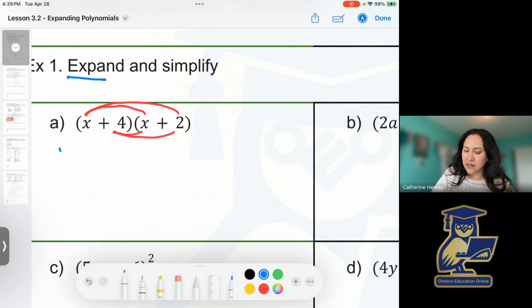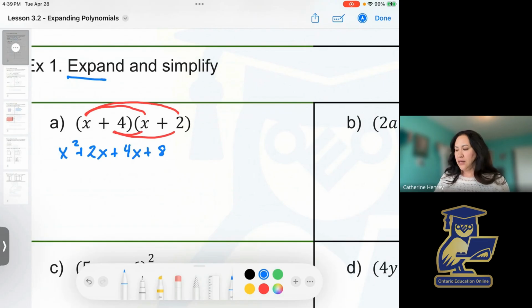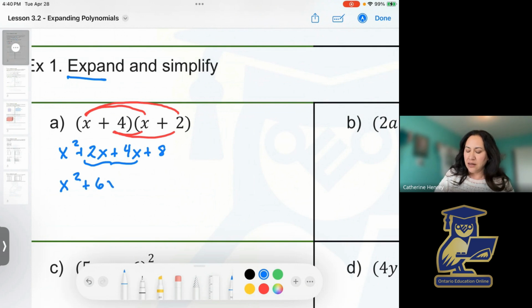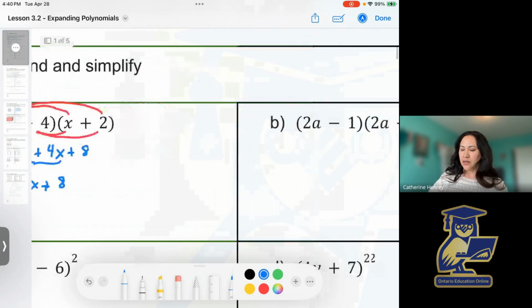So x times x is going to give me x squared. x times 2 is going to give me 2x. 4 times x is 4x. And then 4 times 2 is positive 8. Now we take a look. We have similar terms in the middle here, so we can collect those and we'll be done. x squared, 2x plus 4x gives me 6x, plus 8. And there are no more similar terms to collect. So we're all done.